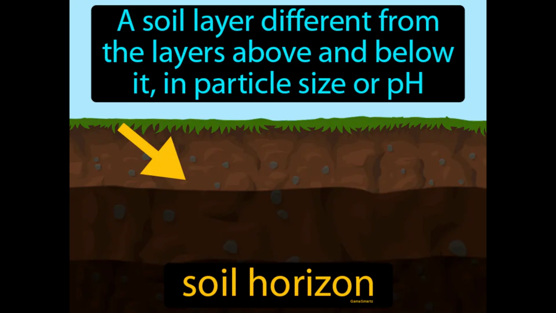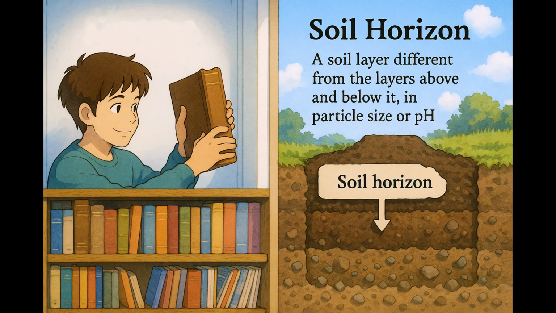A soil layer different from the layers above and below it in particle size or pH. Soil horizon. A soil horizon is a distinct layer within the soil that differs in color, texture, structure, or composition from other layers. Imagine you're organizing your bookshelf, and you notice that one particular shelf holds a mix of large hardcover books, while the others are filled with small paperbacks or magazines.